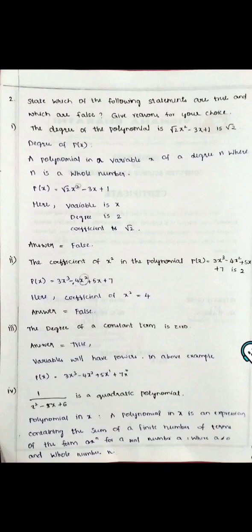Minus 4. But what they have given is 2, they are stating. So which is false. The coefficient of x square is not 4, it is minus 4. So the answer is false.